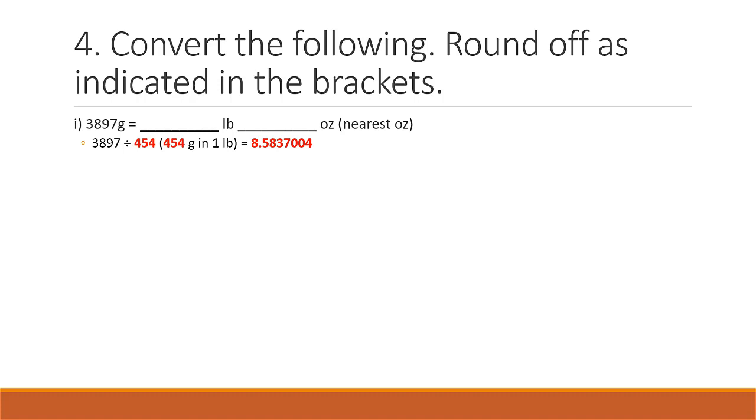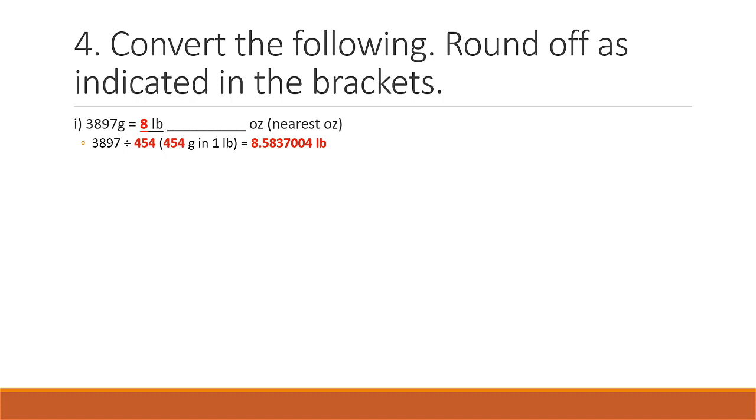So 3,897 divided by 454 gives us 8.5837004 pounds. So now what we have to do is take that decimal amount of pounds and convert it into pounds and ounces. We're starting to repeat what we've done at the start of this lesson. If we have 8 whole pounds in this decimal amount, we are going to have 8 whole pounds and its equivalent in pounds and ounces. So the 8 is the same for pounds.